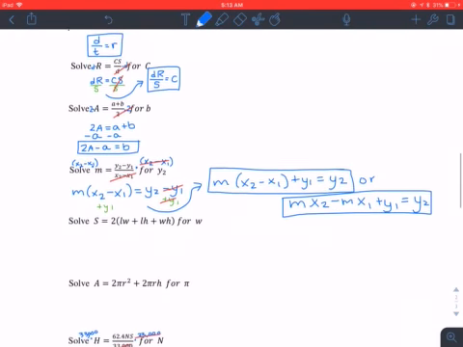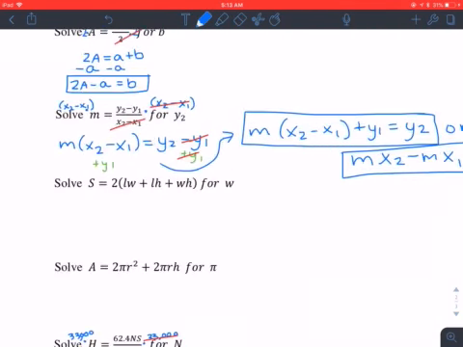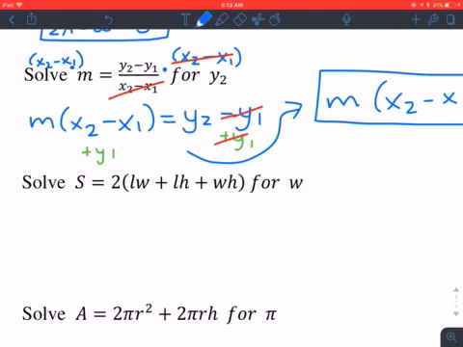Okay, so I've worked through most of these and I'm going to post the key, but I did want to show you how to work through these two problems. They're a little more difficult. Okay, so we're given all of this, S equals 2 times LW plus LH plus WH, and we're solving for W.